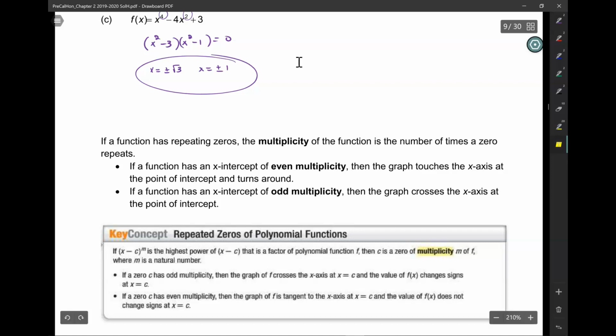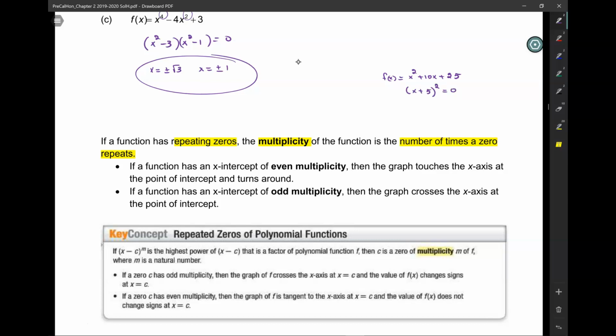If a function has repeating zeros, the multiplicity of a zero is the number of times it repeats. For example, take a look at this. f of x is equal to x squared plus 10x plus 25. That's a parabola, nice safe little function. I factor this, and it factors as x plus 5 squared.